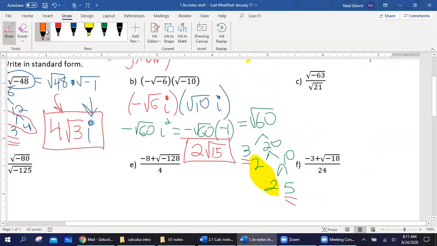For letter C, the first thing we always have to do is deal with that square root of a negative. So I'm going to pop out an i on top. So this is going to be root 63 i over root 21. Just like I can multiply radicals together, I can also divide them if they're both in radicals. If you divide 63 by 21, it's conveniently 3. Still got an i to carry along, and there's nothing else we can do with that one.